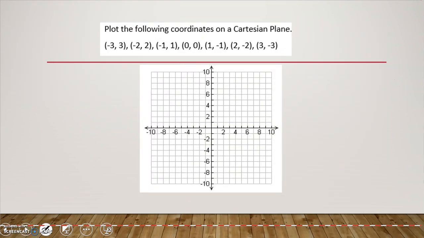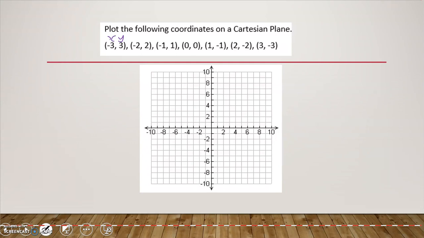A final question is plotting the following coordinates on a Cartesian plane. So we're given ordered pairs and you've got to plot them. Now the most important thing to remember is that the first coordinate is always x and the second is always y. So always remember that they're in the order of x, y.